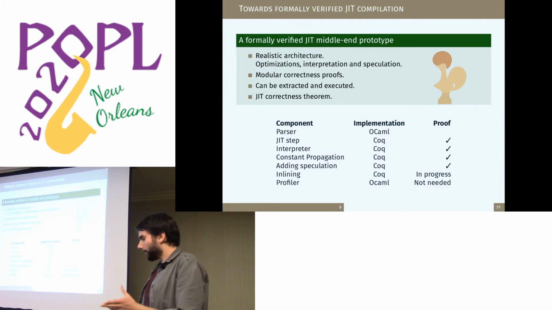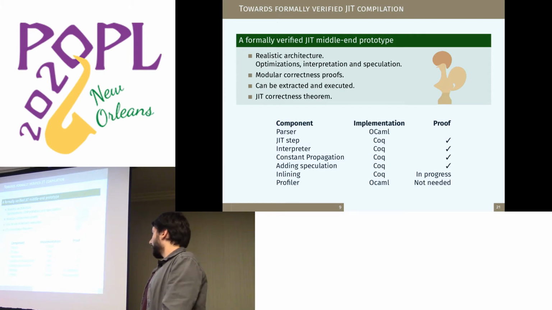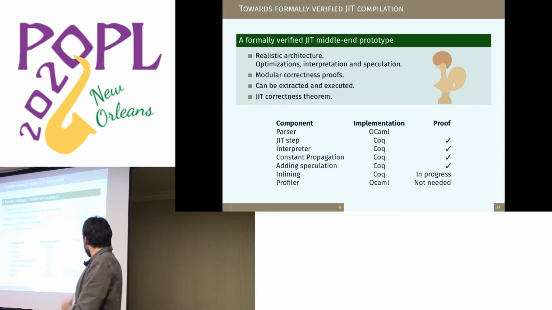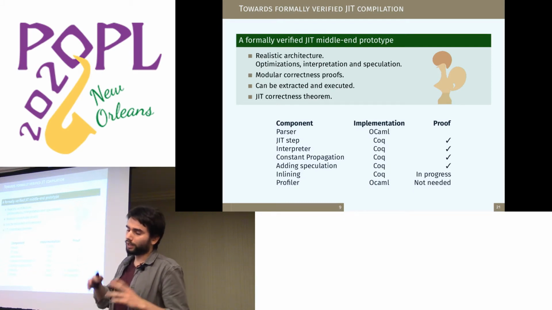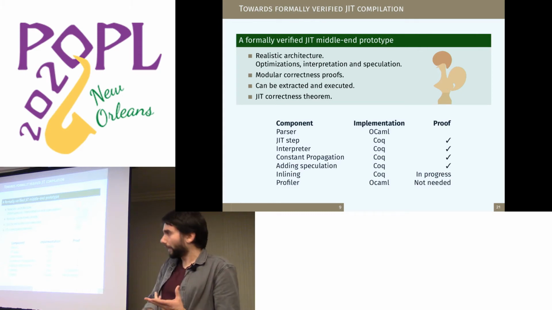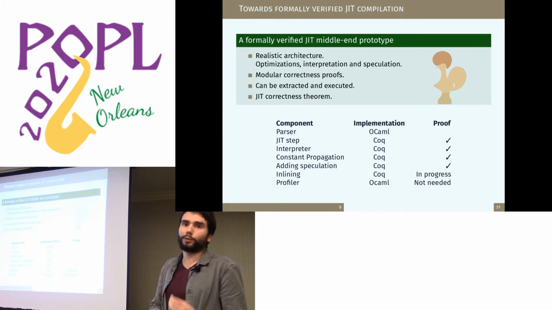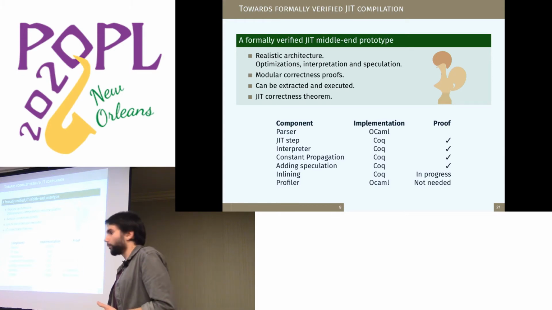So we have implemented a few of these components, a few optimizations and speculations, and we have proofs for some of it, and some are in progress. One interesting result so far, maybe, is that the profiler does not need any proof of correctness for the overall JIT correctness to be preserved. So actually what your profiler is doing is only impacting performance and not correctness, so we need less proof to do.